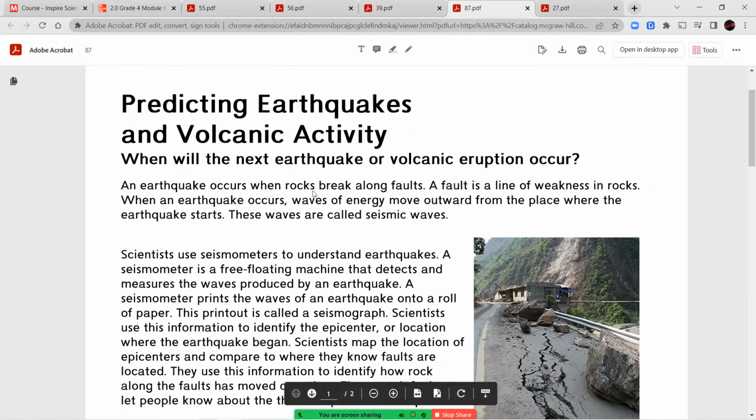Predicting earthquakes and volcanic activity. When will the next earthquake or volcanic eruption occur? An earthquake occurs when rocks break along a fault. A fault is a line of weakness in rocks. When an earthquake occurs, waves of energy move outward from the place where the earthquake starts. These waves are called seismic waves.